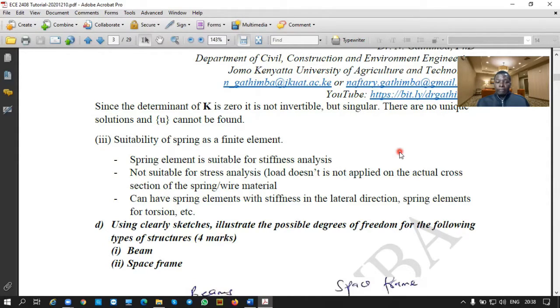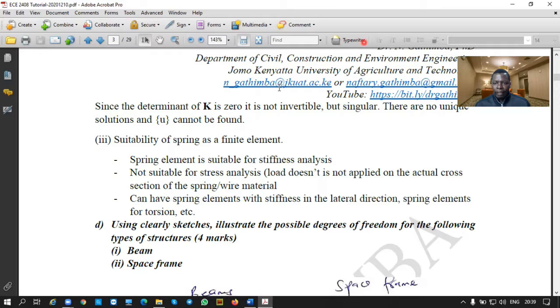And of course, we can have a spring in any direction, lateral. We can have a spring for torsion and so on and so forth. So they are suitable, they are good, because they can help us in different directions, for torsion. The spring is useful, for example, when you're analyzing a sinking support. But again, there is an advantage and disadvantage. That's the word suitability. How suitable? Suitable doesn't mean it's good. It can be unsuitable, but the suitability tells us the good and the bad.